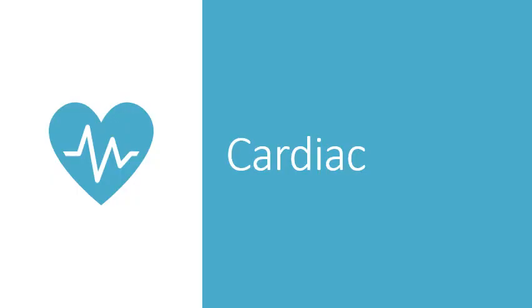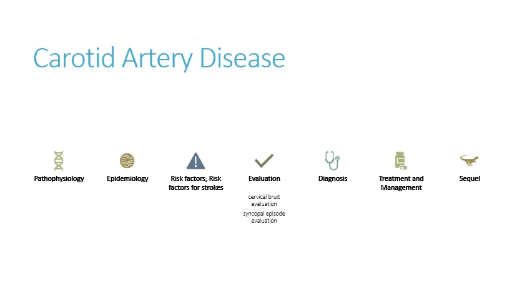So the first topic is cardiac, and cardiac will include abdominal aortic aneurysm, peripheral vascular disease, and heart failure, and we'll talk in general about these topics. So, carotid artery disease, this is one of the important topics that we didn't talk about before, and by before I mean the curriculum in undergraduate nursing. So this is a good time to talk about this.